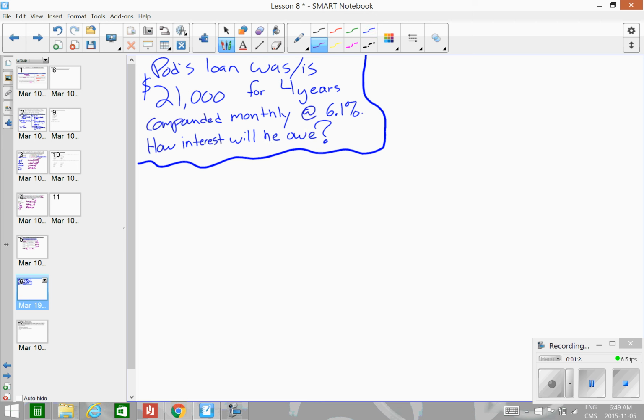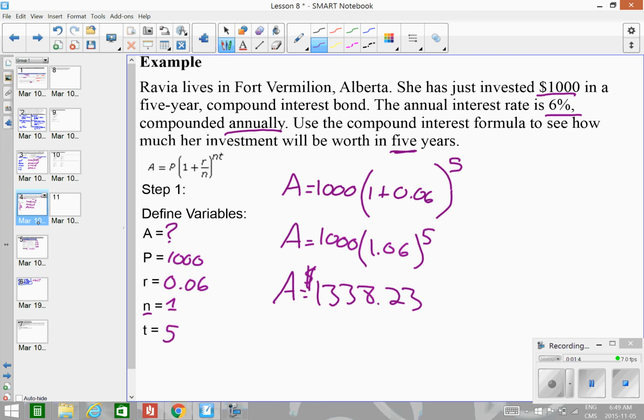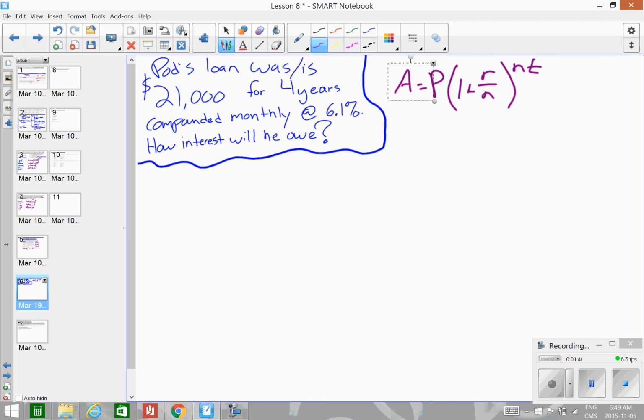So first, let's write down our formula. The amount equals principal times 1 plus r over n, all to the power of nt. Just double check, make sure that's right. It looks the same as that. Should be good.